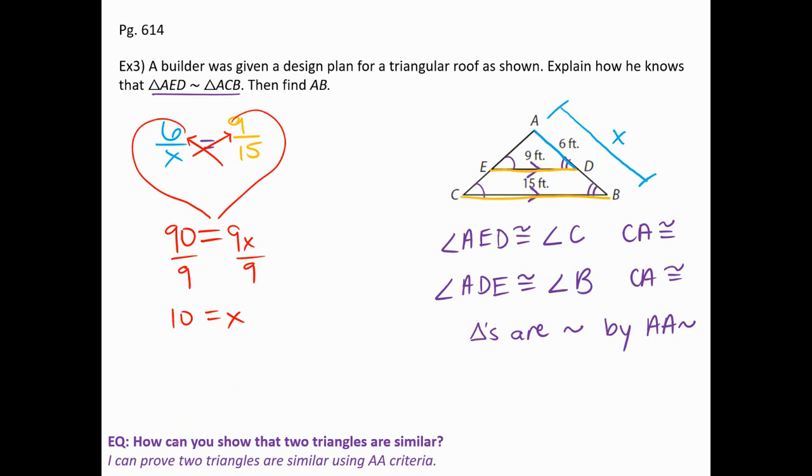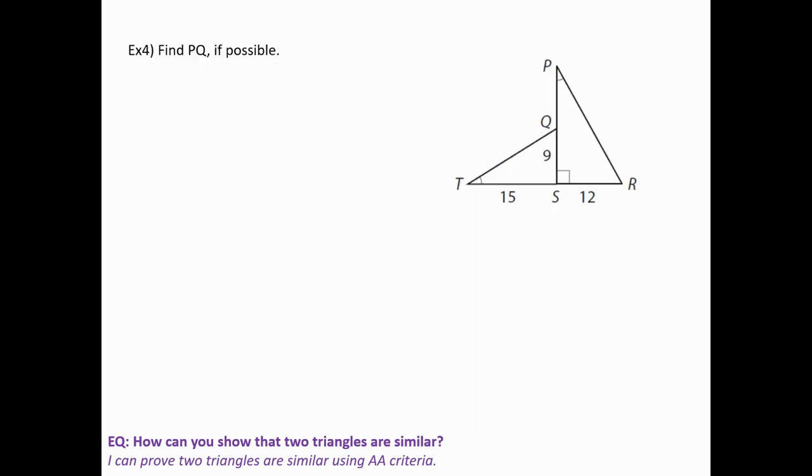This time we do have feet, so actually I'm going to go ahead and model that because we didn't have units before. So I would say AB equals 10 feet. So you want to make sure and include units if we can. All right, here's our last one.